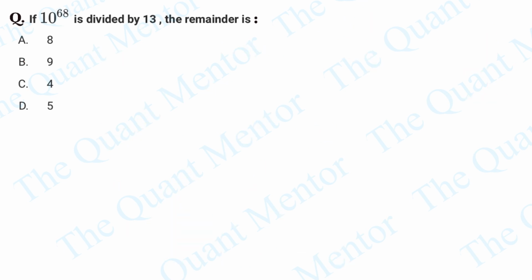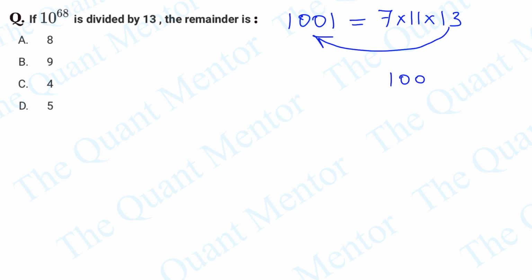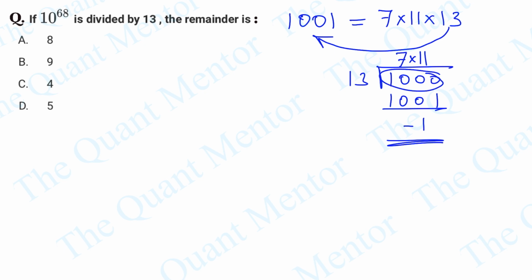So that was one way of answering the question. We have a slightly better or a quicker way to find the answer. Notice that the number 1001 is 7 into 11 into 13. 1001 is a multiple of 13. That means if I divide the number 1000 by 13, I will get 1001 minus 1, so the remainder would be minus 1. So the number 1000 when divided by 13 will leave me a remainder of minus 1. Using this fact, I can get the answer much more quickly.